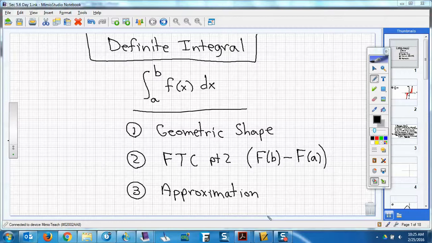But so we talked about how the area could give us the distance, the area under velocity. That's the example we've used the most. The area under the velocity could give us distance. And so we talked about that with rates.